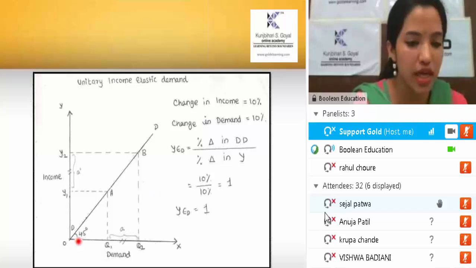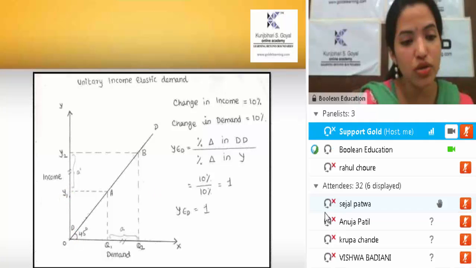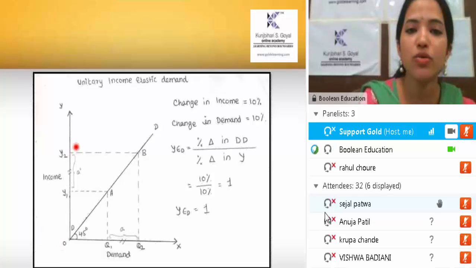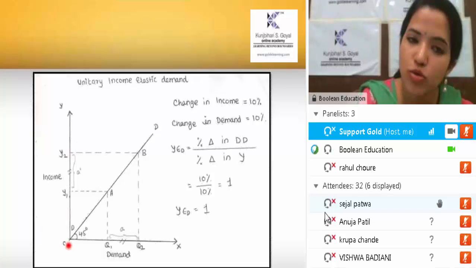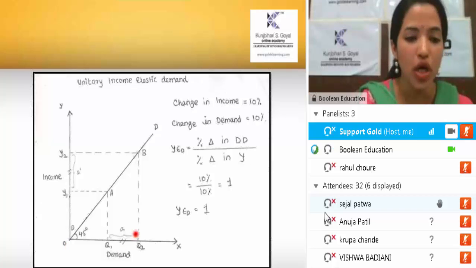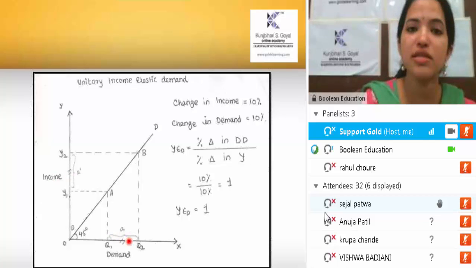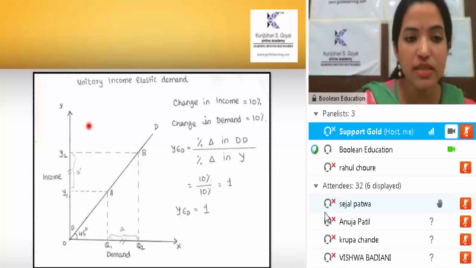Your original income is say OY1 and original demand is OQ1. Now income increases, OY2 is the income. Hence the demand also increases. Your demand is OQ2. The distance between Y1, Y2 and Q1, Q2 is exactly the same. A and A dash, this distance is same, right? Hence this is known as क्या?